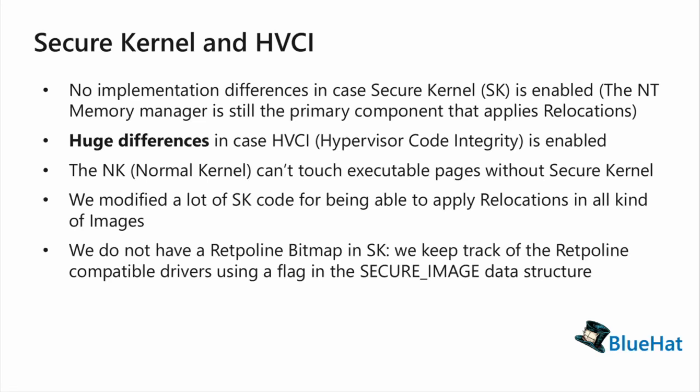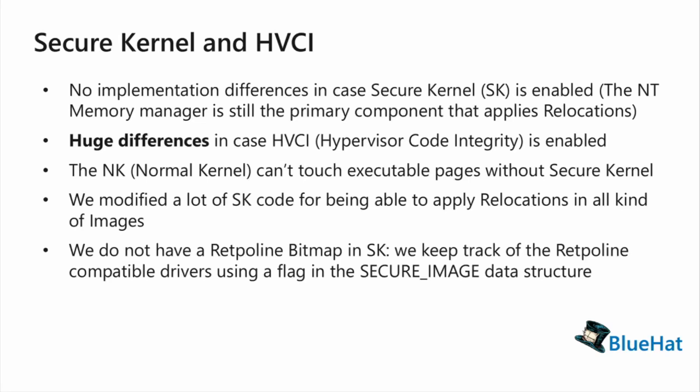The huge difference appears when you enable HVCI, because then the normal kernel has no way to touch executable pages. This is by design, because it's the protection, basically. In the SLAT, the second level address translation table, the writable bit is not set, so only the secure kernel can touch the executable pages. So we implemented Retpoline and import optimization from scratch, even in the secure kernel.